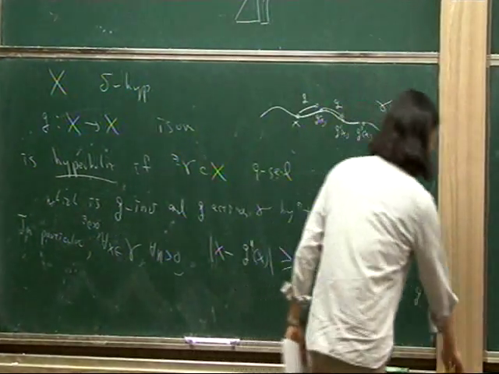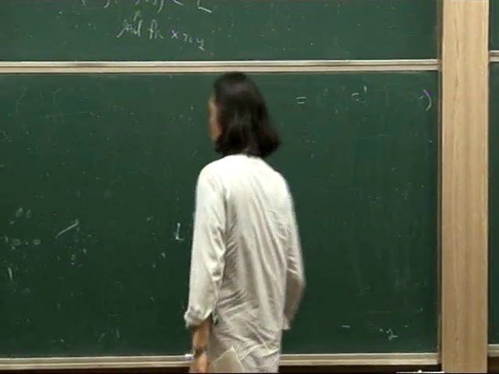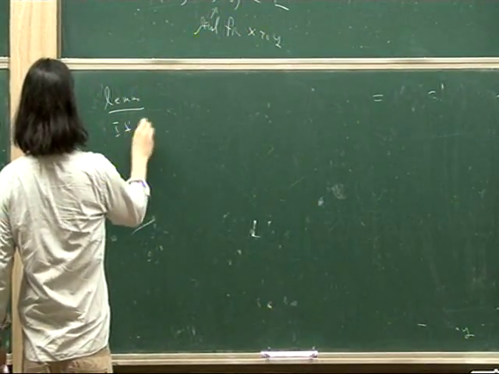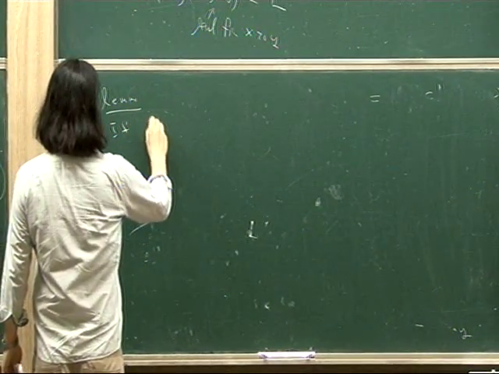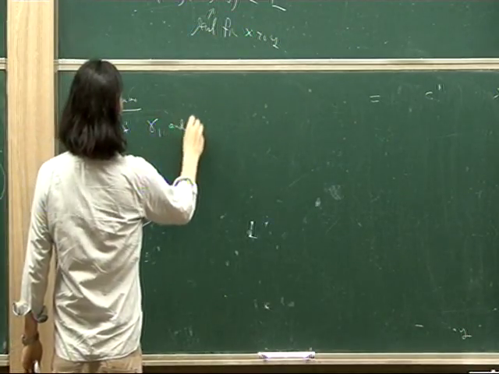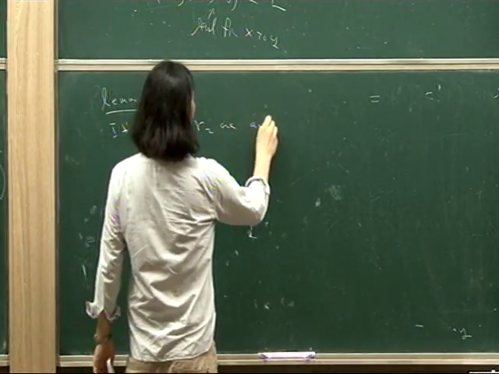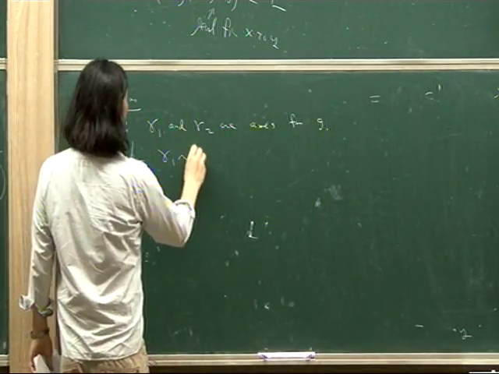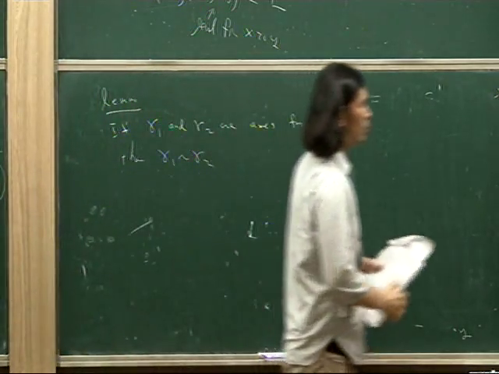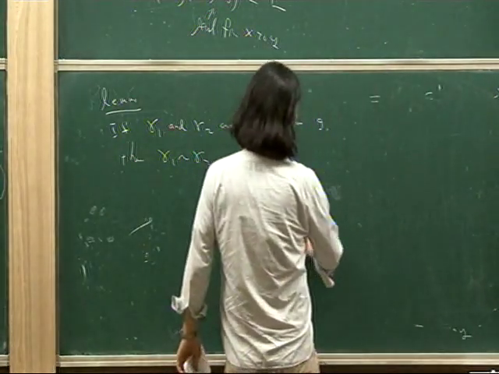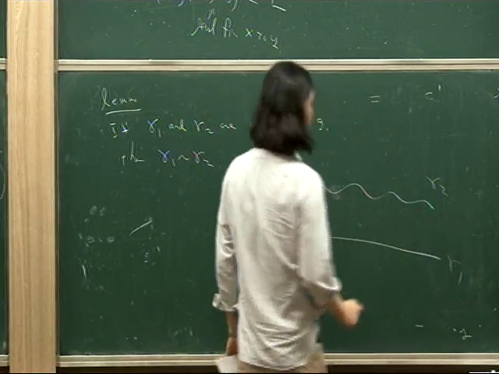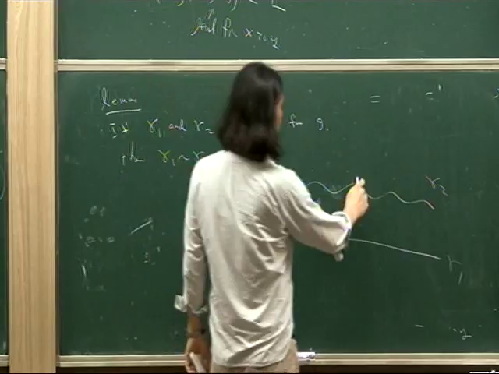But what you can show is that if gamma 1 and gamma 2 are axes for G, then gamma 1 and gamma 2 are parallel. Which is obvious, because you have gamma 1 here and gamma 2 here, and each of them is invariant by G.